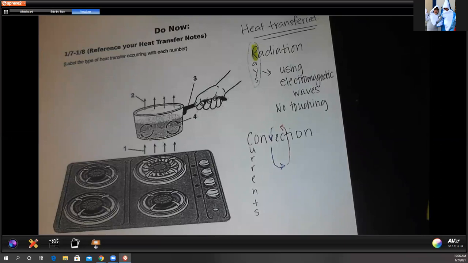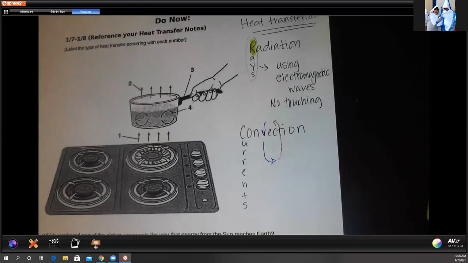And I was walking out my door yesterday and I saw an example of convection and I had to stop and take a slow motion video of it so I could show you, and then I was late to work, but it was all for the sake of science class.